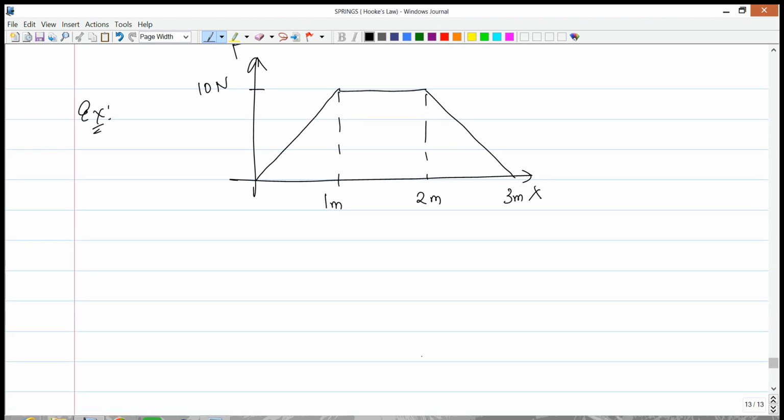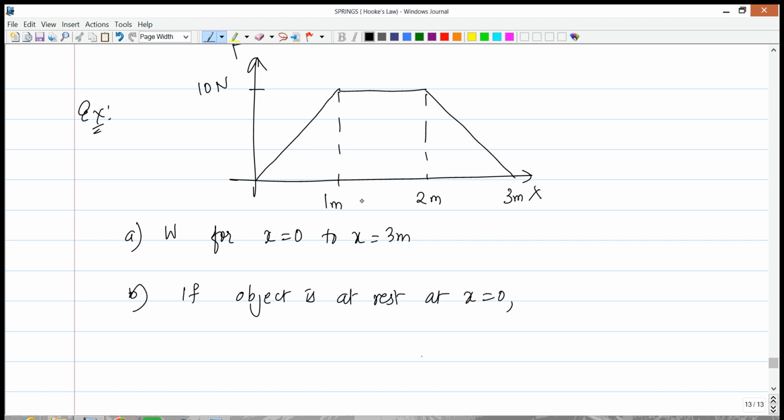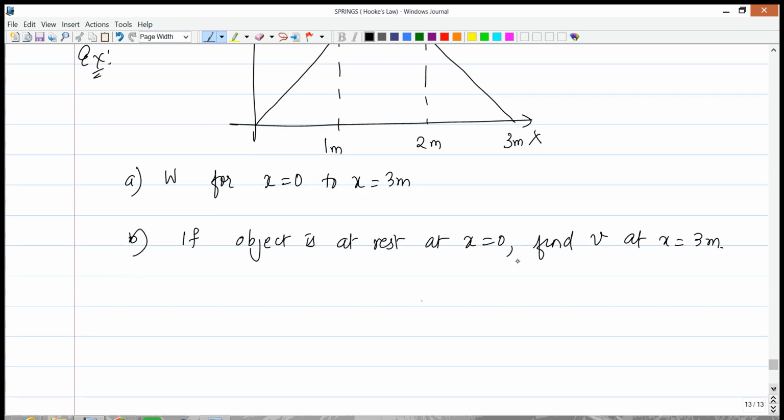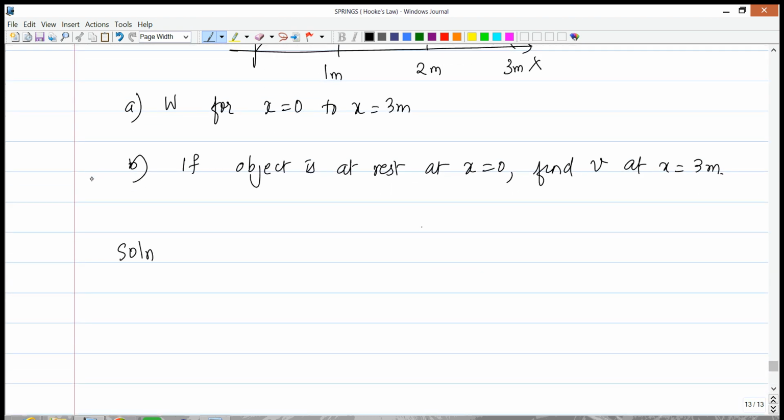And we can ask a few questions. One is, we can ask the work done for the entire interval for x equals 0 to x equals 3 meters. We can find the work done. We can also ask, say that if the object is at rest at x equal to 0, find the velocity at x equals 3 meters. In order to calculate the work done, we have a very simple process. Let's find the area under the graph. So let's do the solution.